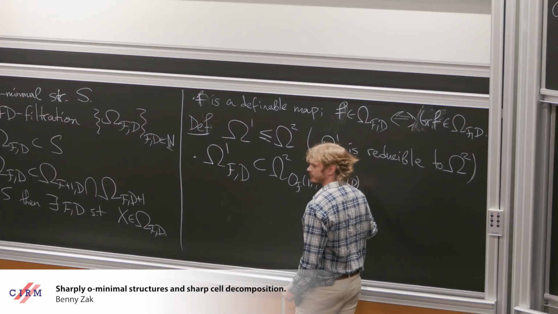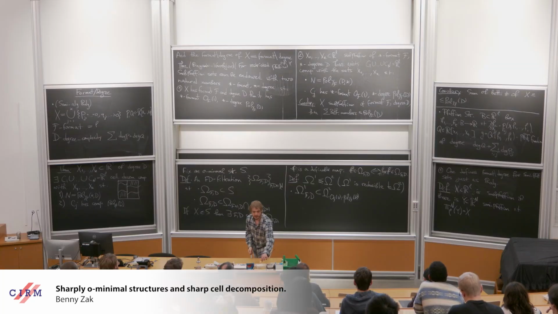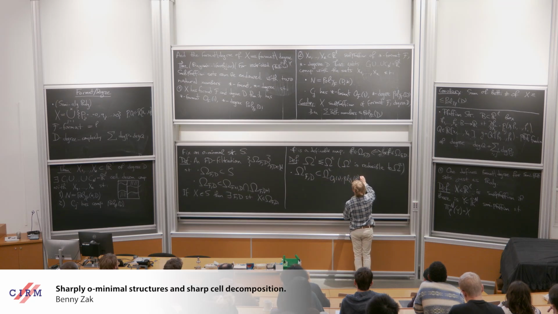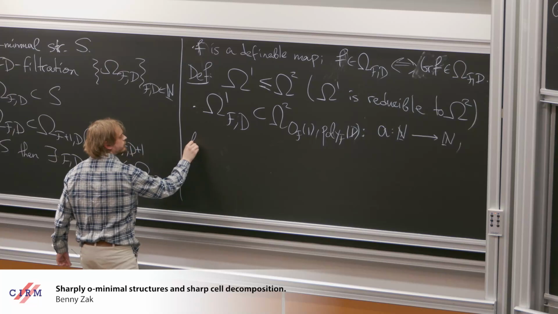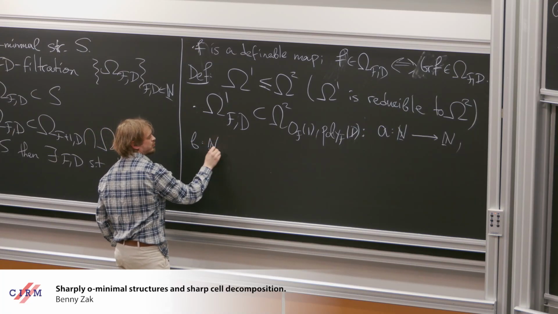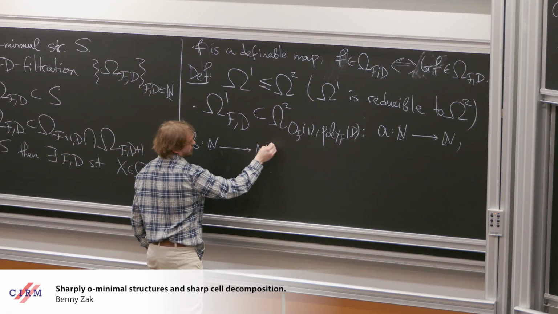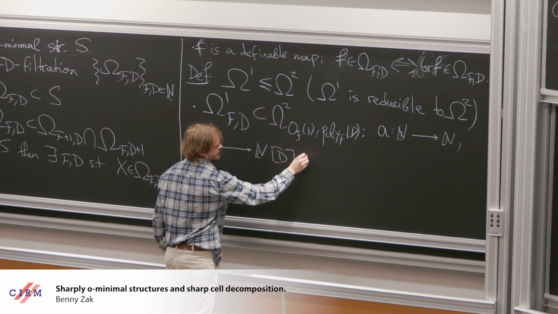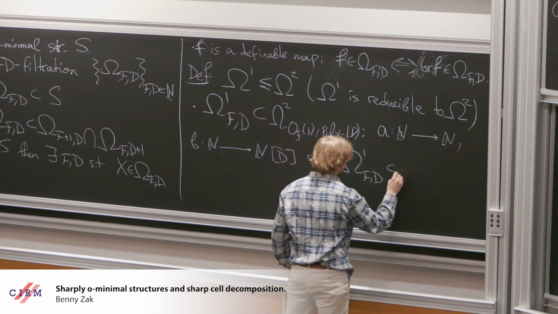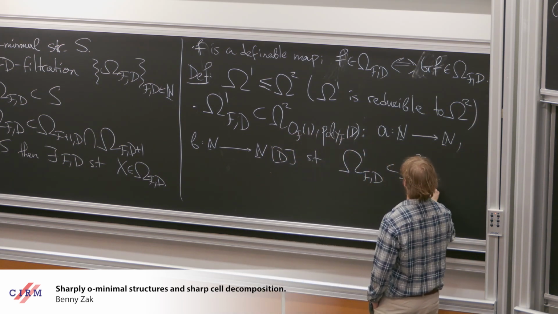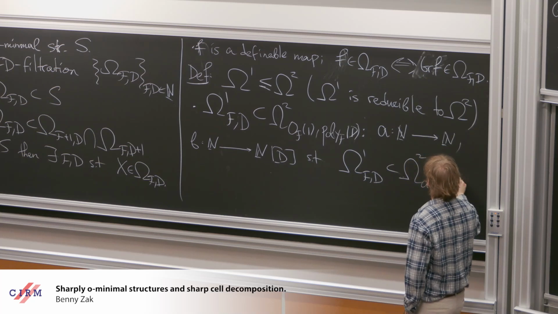But since I've already been asked this question, this one time I will explain more precisely what I mean. What this means is that there is a function a from N to N, and a function b from N to polynomials with natural coefficients in one variable, such that, now I can write this precisely, Omega 1 {f,d} is a subset of Omega 2 {a(f), b(f) evaluated at d}.